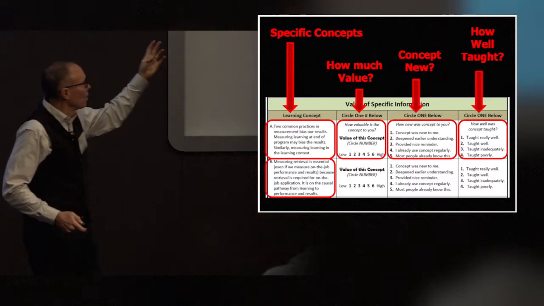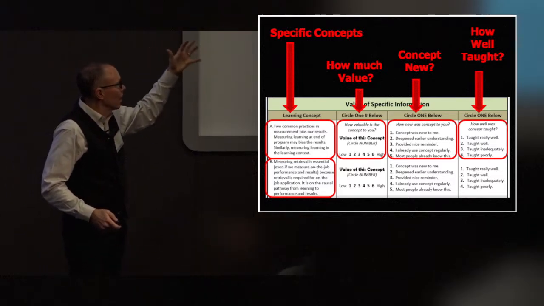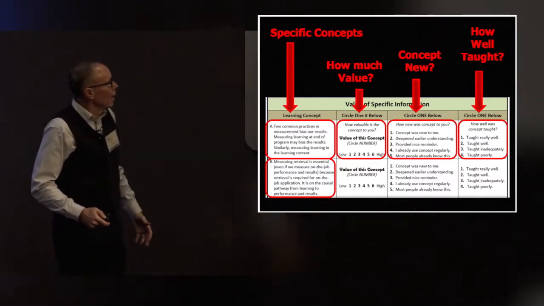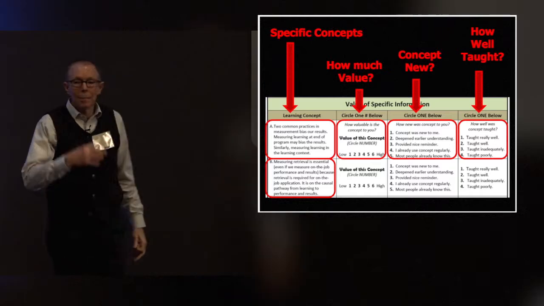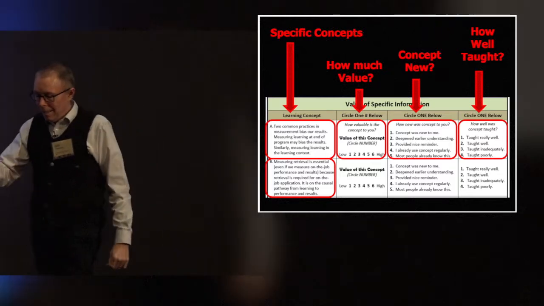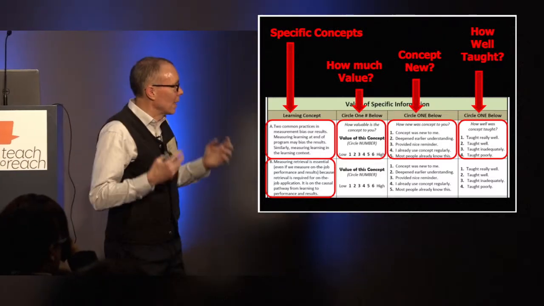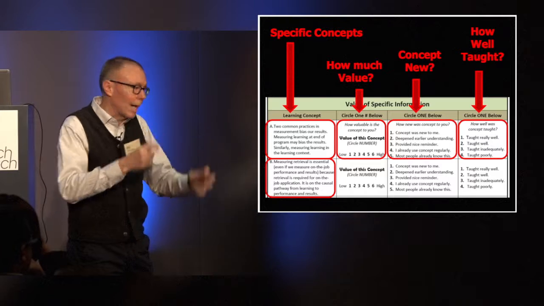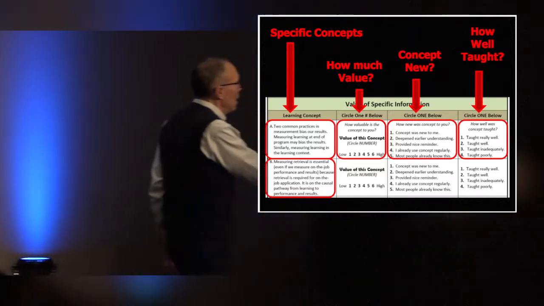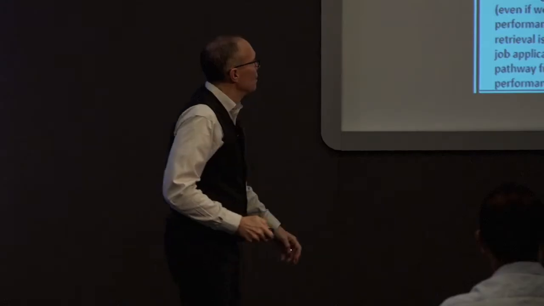Then I asked a question, how new was the concept to you? I think that one's okay. Then I asked, how well was the concept taught? And now I don't like that. I think it's too fuzzy. It's not specific enough. I'm not helping the learners make a grasp of things. I need to be more specific. And I didn't really like the answer choices there.